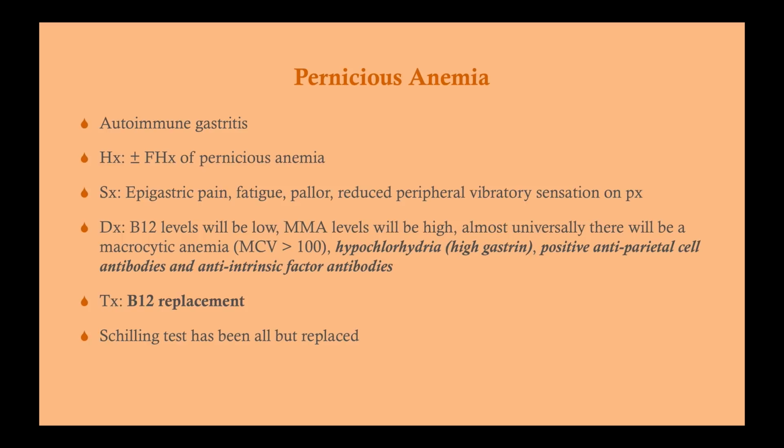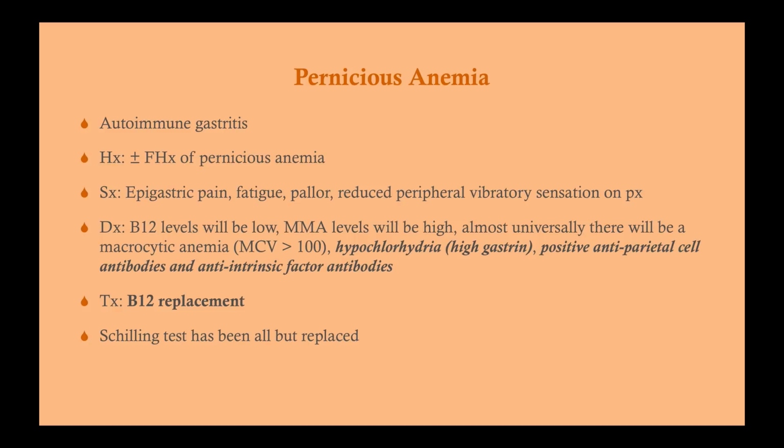The difference here is that you're going to have a hypochlorhydria, which is a high gastrin, because those gastrin secreting cells are damaged. And then also positive antiparietal cell antibodies owing to the autoimmune nature of this, and anti-intrinsic factor antibodies. And that's what's causing the B12 deficiency. The treatment is going to be B12 replacement.